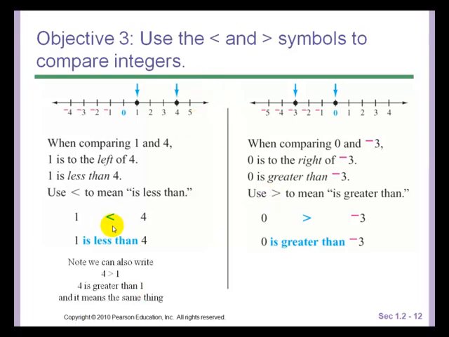However, you can use the opposite symbol to represent the same relationship. So here we have 1 is less than 4. We can switch this around and say 4 is greater than 1. It means the same thing. Same way over here, we could say -3 is less than 0, instead of saying 0 is greater than -3. It means the same thing.